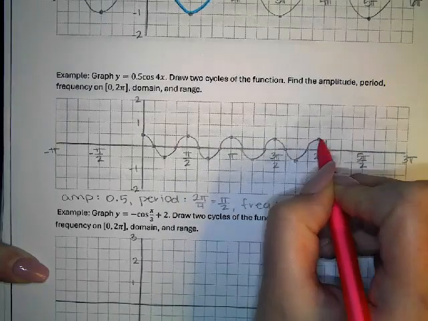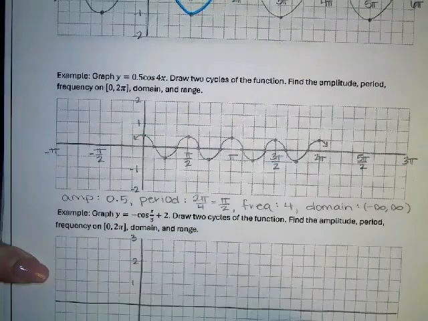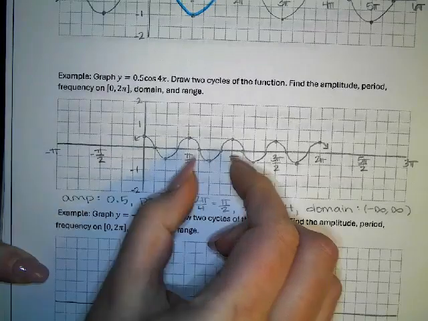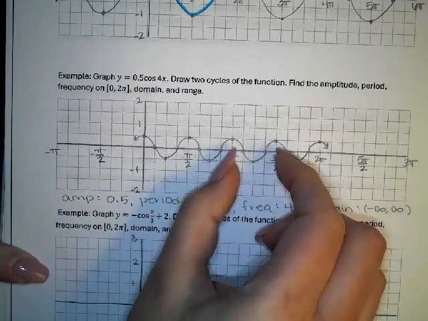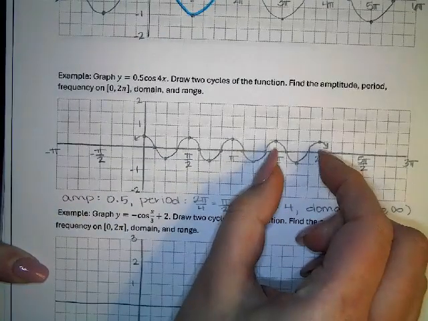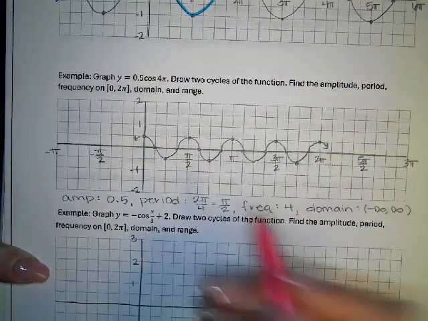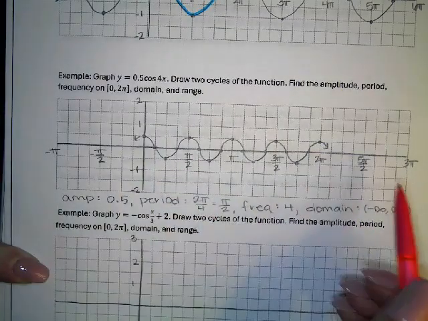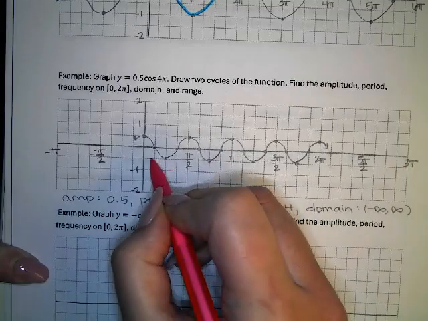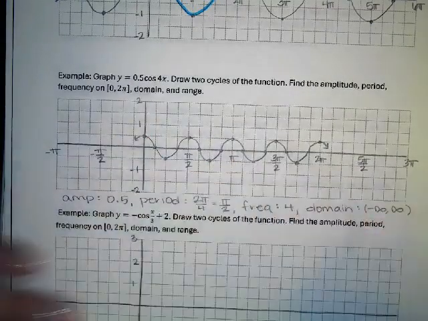Okay, so here's 1 cycle, 2 cycles, 3 cycles, 4 cycles from 0 to 2 pi. So I can see that frequency of 4. The range is from negative 0.5 to positive 0.5. So I'll go ahead and write that down.